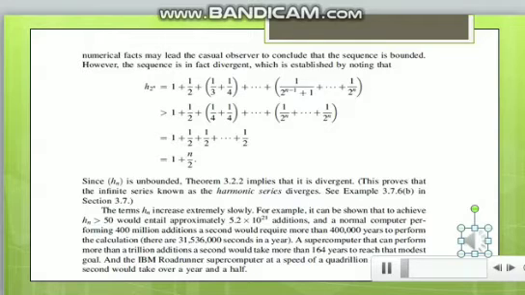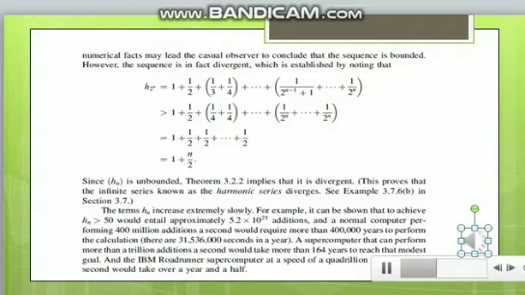However, the sequence is in fact divergent, which is established by noting that, as shown below, since Hn is unbounded, theorem 3.2.2 implies that it is divergent. This proves that the infinite series known as the harmonic series diverges. See example 3.7.6 in section 3.7. The term Hn is increasing extremely slowly.